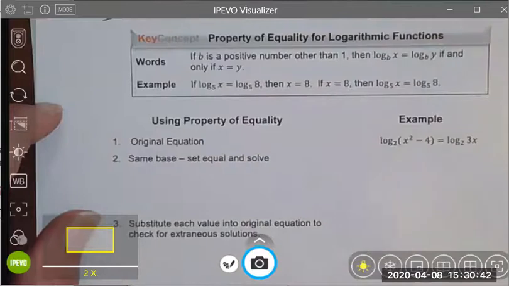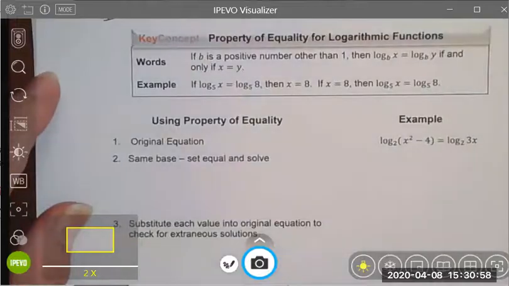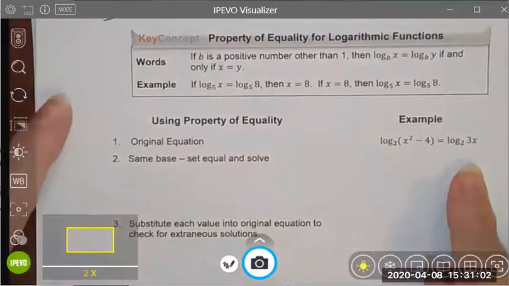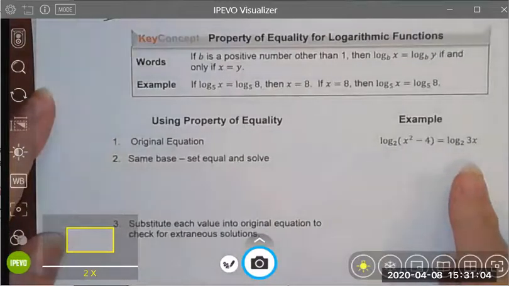In real terms, that means that if you take an example like log base 5 of x equals log base 5 of 8, then x has to equal 8, and vice versa. We can use this to solve logarithmic equations that involve logs on both sides. We just need the base for the logs to be the same.